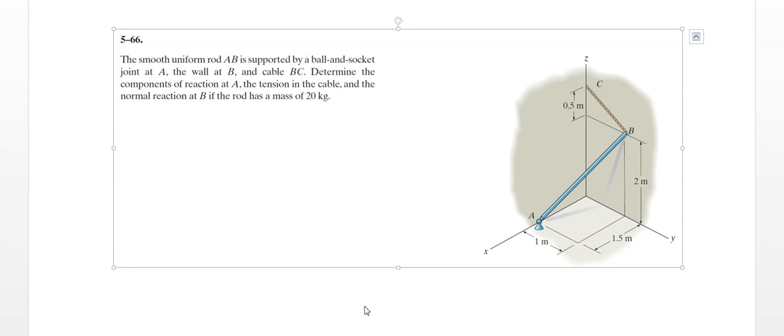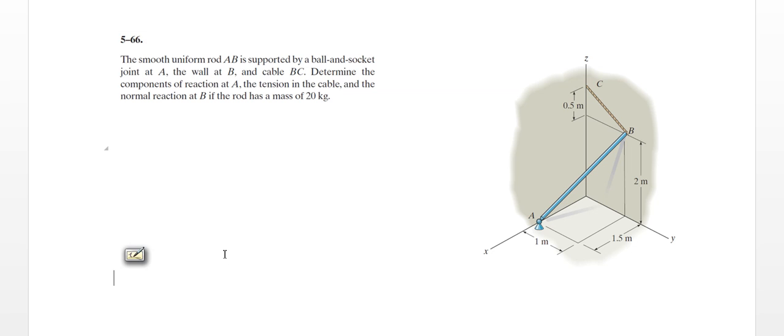Okay, we'll work through problem 566 for statics. So we have this rod, it's going to ball and socket at the floor. It's leaning against the wall.